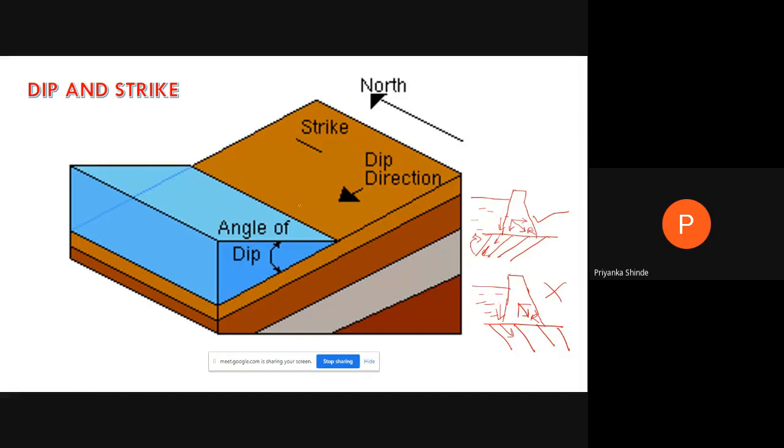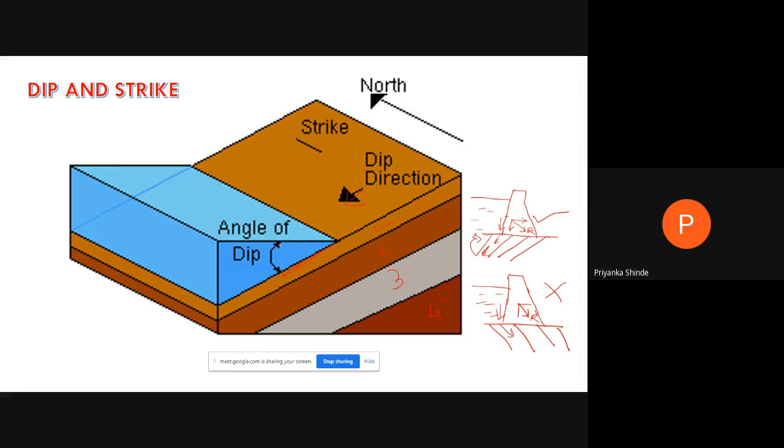So what is dip? These beds have become inclined. You can name the beds 1, 2, 3, 4 like that. Here 4 is the older bed and 1 is the younger bed. These beds are dipping in this direction, so this is the dip direction.